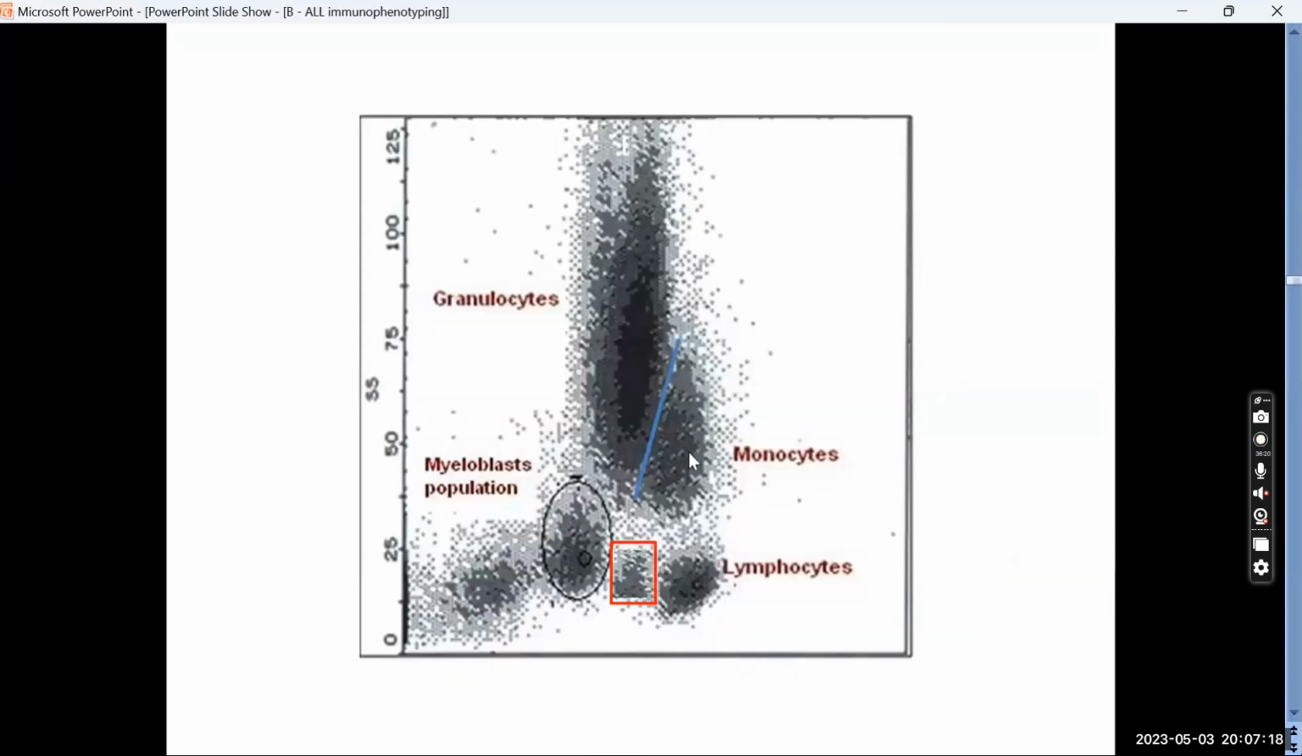Now this is again a normal sample, side scatter versus CD45. These are the lymphocytes exhibiting bright CD45. This is a monocytic population which lies above the lymphocytes. This is the granulocyte population. And this is the normal myeloid blast population, which is CD45 dim. Between the myeloid blast population and the lymphocyte population, you find the basophil population. In cases of CML, you find this population to be more evident. Plasma cells also fall here, as do PDCs, plasmacytoid dendritic cells. These are the normal populations which can fall in the so-called blast region.